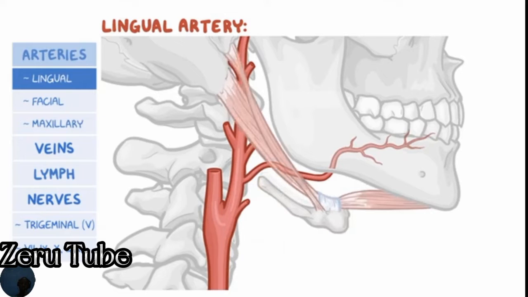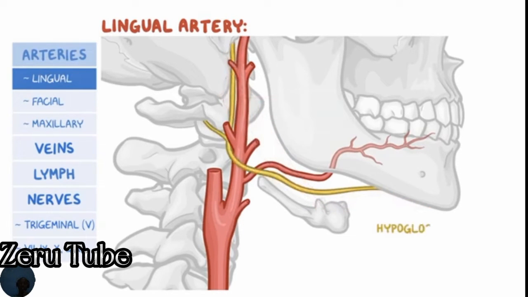So the lingual artery goes posterior to the digastric muscle and stylohyoid muscle, at the level of the angle of the mandible, and this artery is accompanied by the hypoglossal nerve. The lingual artery and the nerve go parallel to each other, and that nerve is the hypoglossal nerve. So during a surgical procedure, when we care for the lingual artery, we must take care of the hypoglossal nerve.